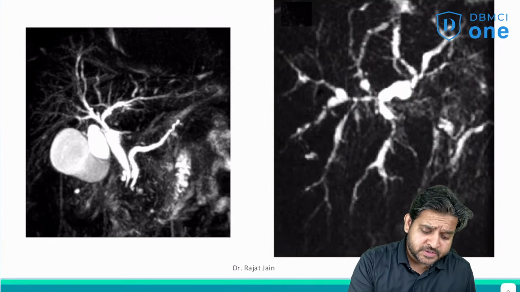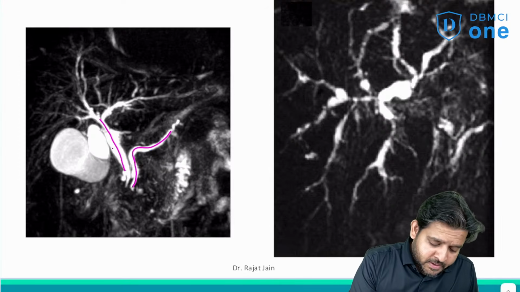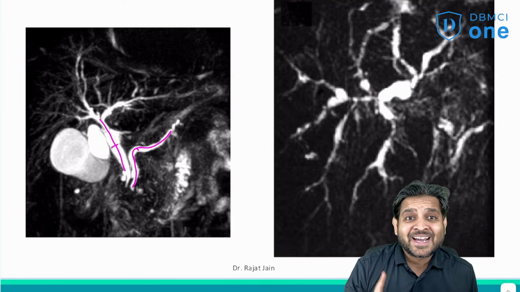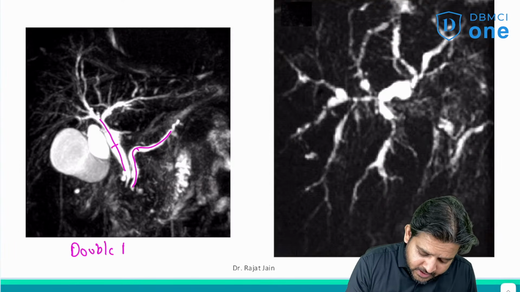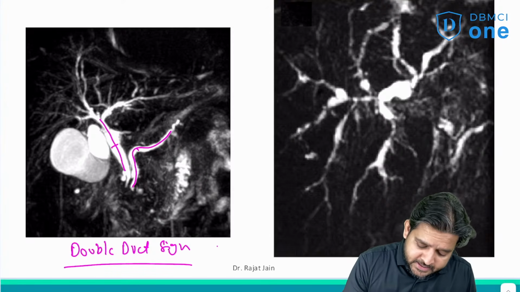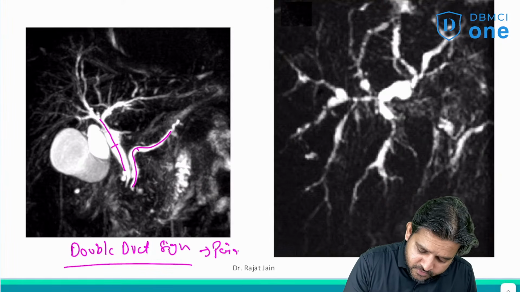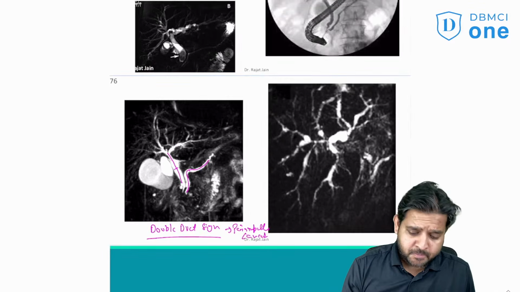Now, point to be noted is this. Please see this image. What's very, very important area. Now, this is common bile duct. This is pancreatic duct. Now, common bile duct and pancreatic duct, if they are dilated, this is called as double duct sign, right? Double duct sign. And a double duct sign is a feature of periampullary cancer.